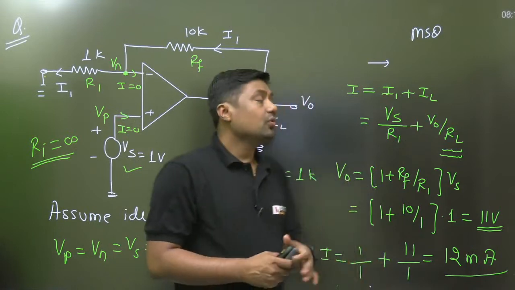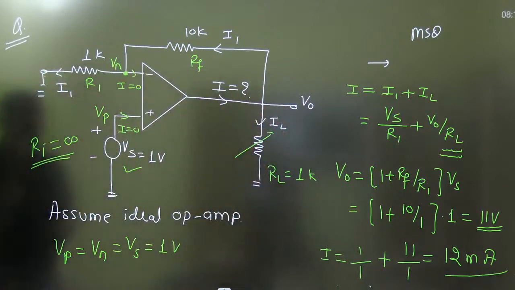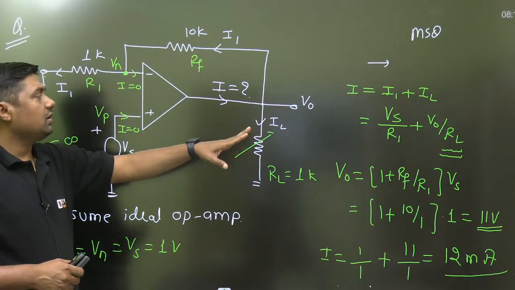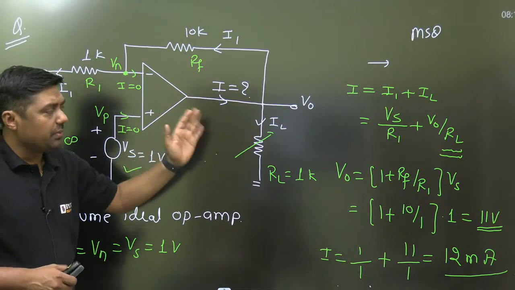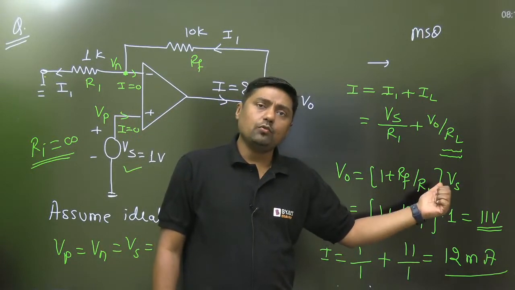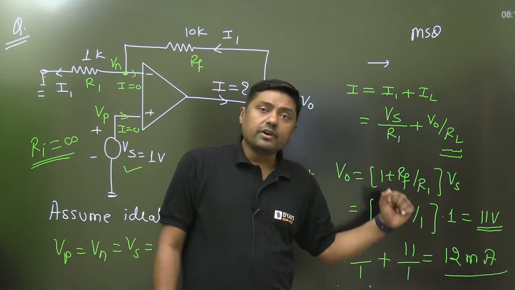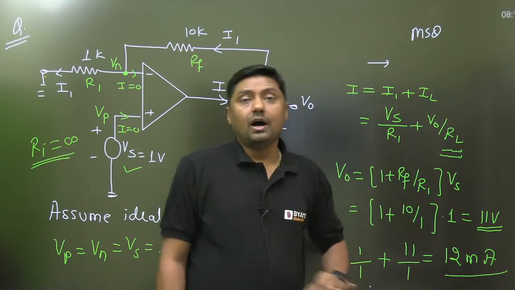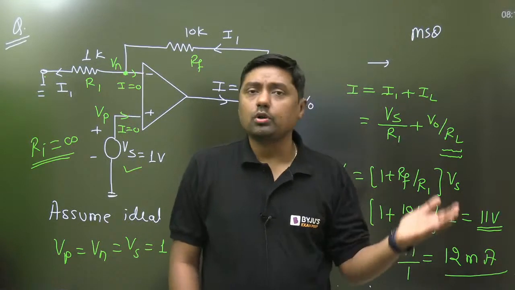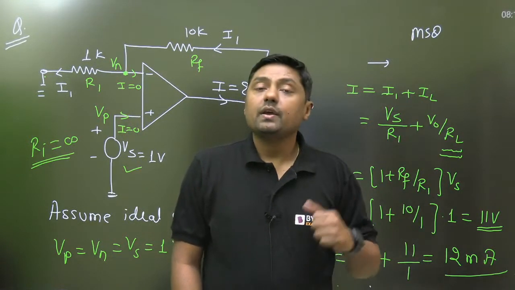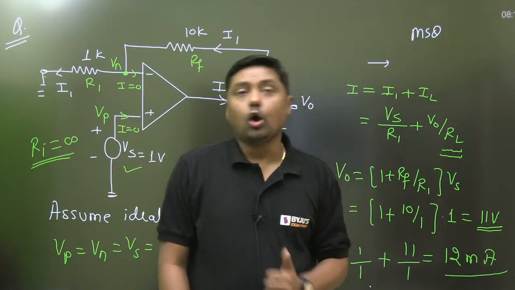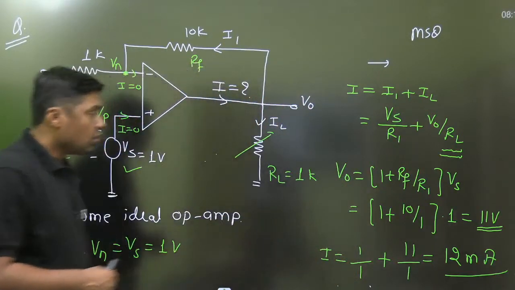Second thing, V0. V0 is independent of what? RL. V0 will remain the same, and it depends upon Vs. If we change the value of Vs, the output will change. Otherwise, it is independent of RL. Is it clear? So this is a voltage controlled voltage source. The output voltage is controlled by the input voltage, and when I change RL, there will be no change in V0. Right, so that is the concept.